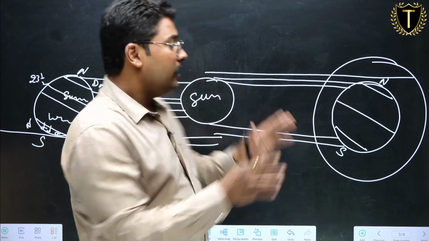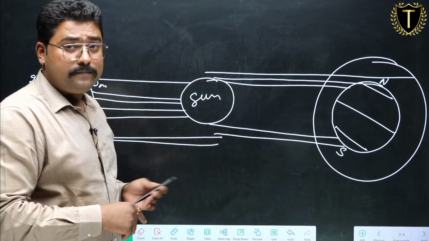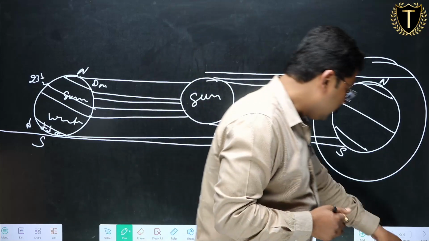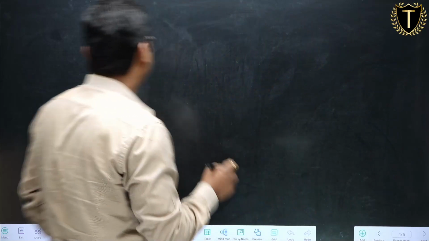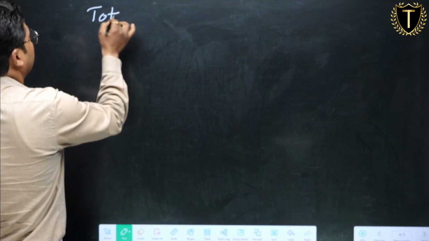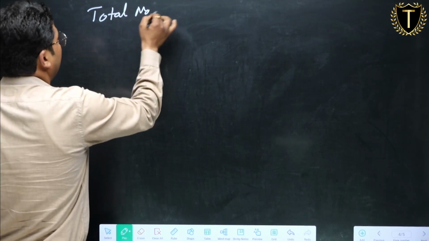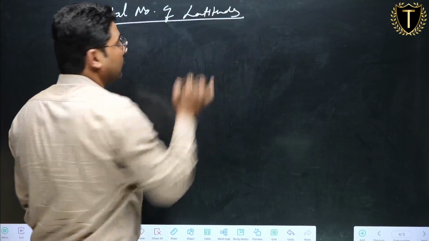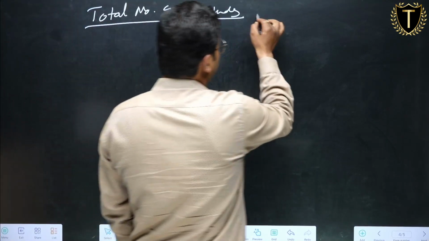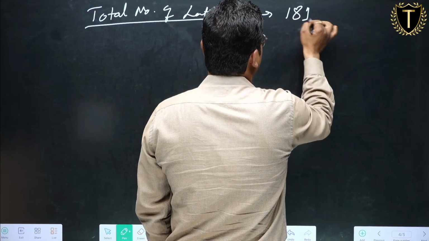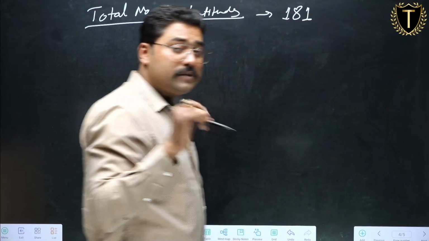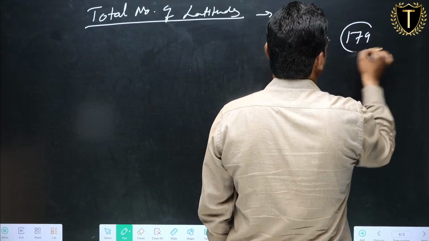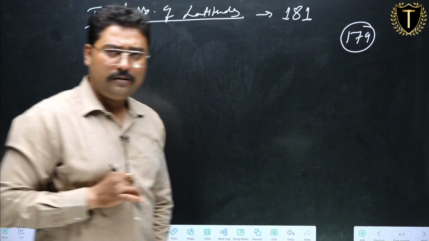Clear to all? So in this manner, the UPSC used to ask you the question. Let me give you the questions, like the total number of latitudes. How many are they? They are 181. Now some of you might have figured, sir, they will be 179. Now the question comes, why?